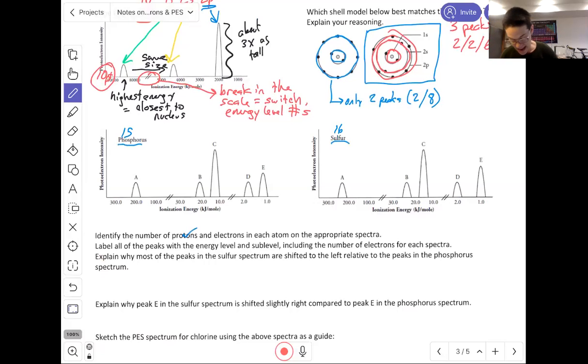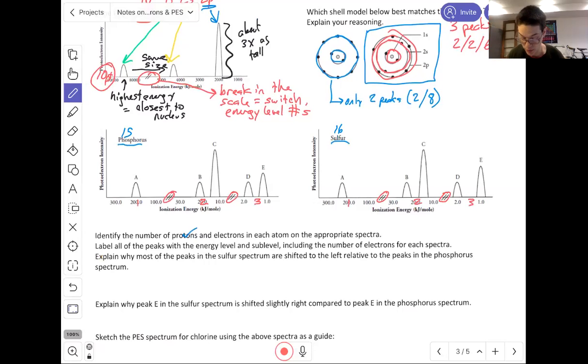And then we want to label all the peaks. So again, I want to draw your attention to the breaks here. That kind of sets you off and lets you know we're talking about the first energy level, the second energy level, the third energy level, right? Every time you have one of those sets of breaks, it's a change in energy level.